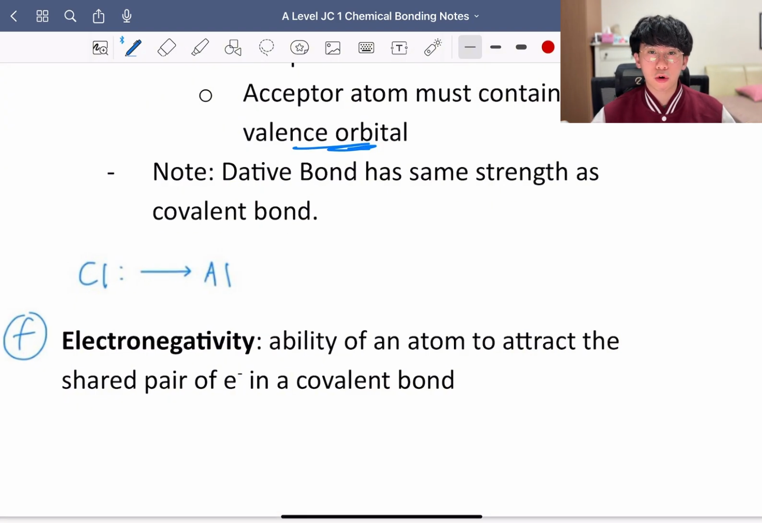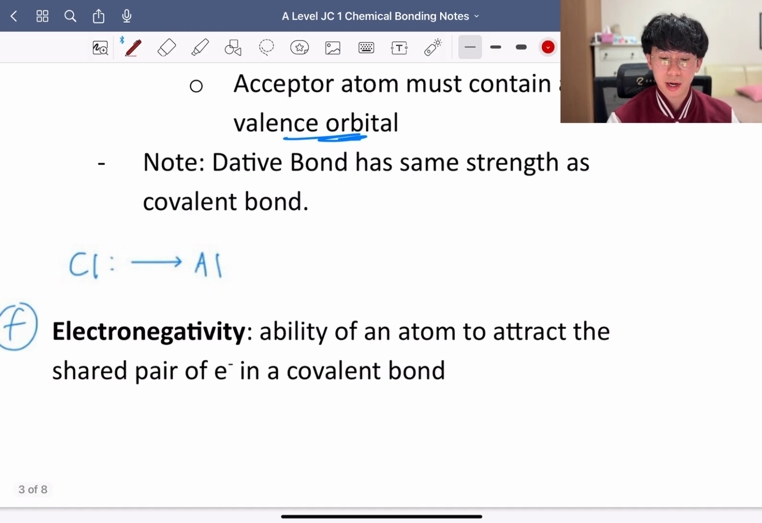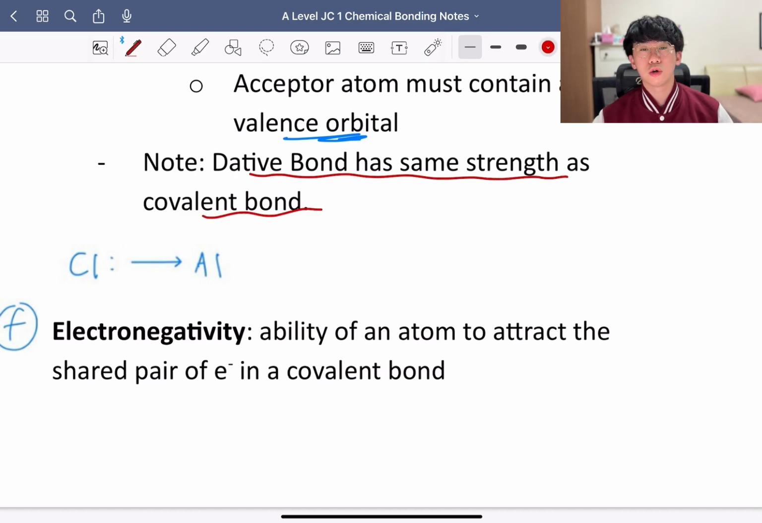So an example is chlorine and aluminium, and this generally is seen in aluminium chloride, because aluminium tends to be electron deficient in that molecule. So it has that empty valence orbital that accepts the lone pair from a neighboring chlorine atom. I will get more to that in the next few pages. Another thing to take note is that dative bonds have the same strength as covalent bonds. So don't treat it in any special way from a covalent bond just because it acts a little bit differently.